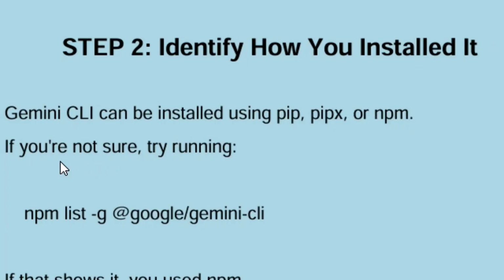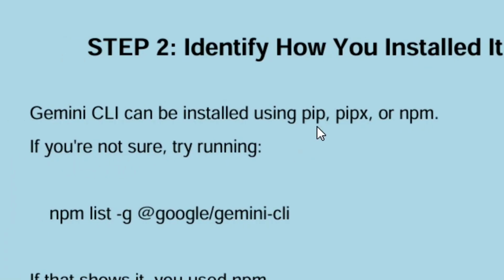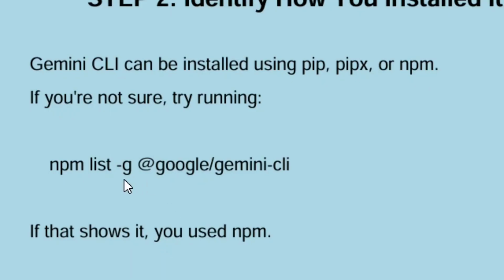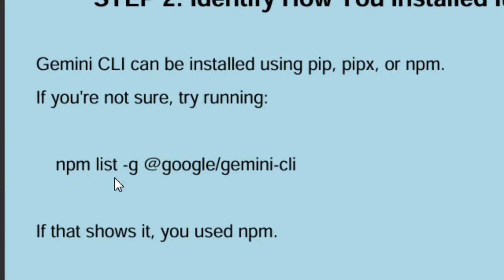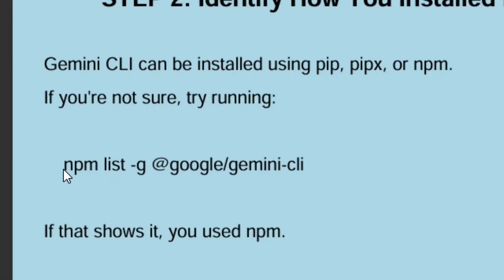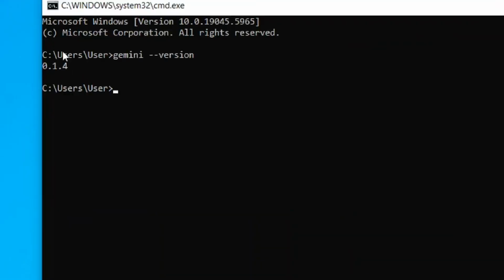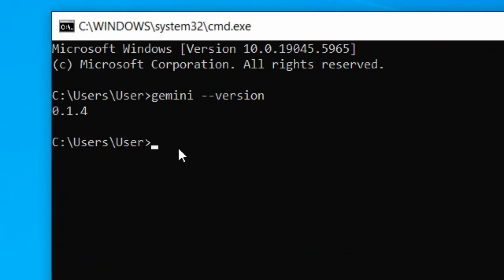Now that you know the version, all you have to do is identify the type of installation. We have the pip installation, we have the pipx installation, and we have the npm installation. To identify the type of installation, let's say you use npm, all you have to do is run this prompt, and you are going to know the exact type of installation, because you have to know it in order to update it. So let's type in this.